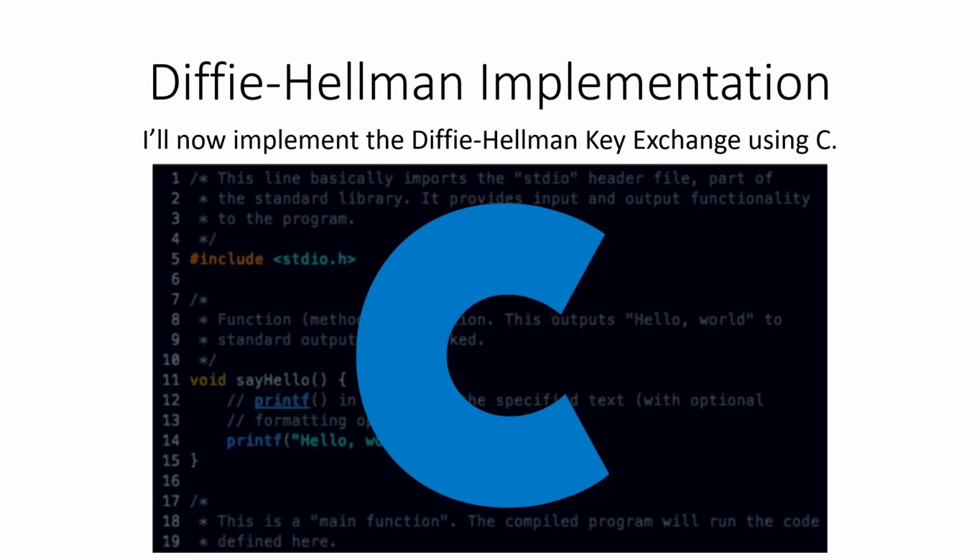What does the Diffie Hellman key exchange look like in code? I'll now create a C program that uses Diffie Hellman.